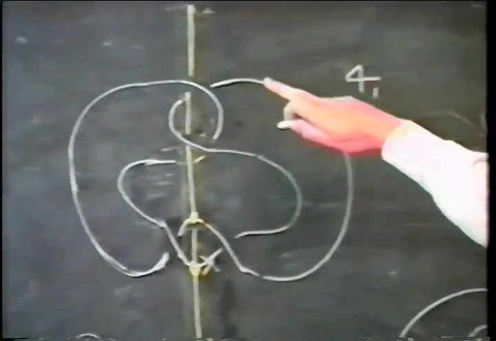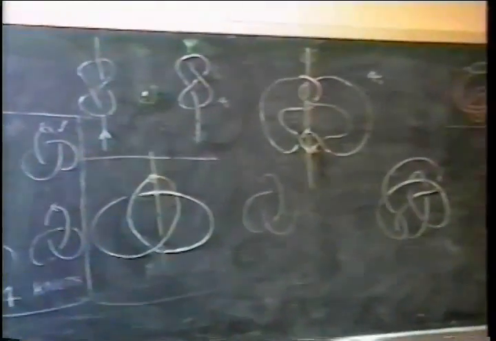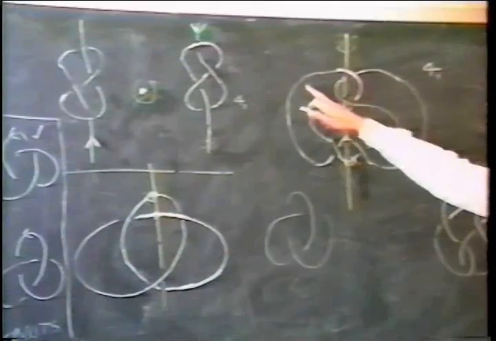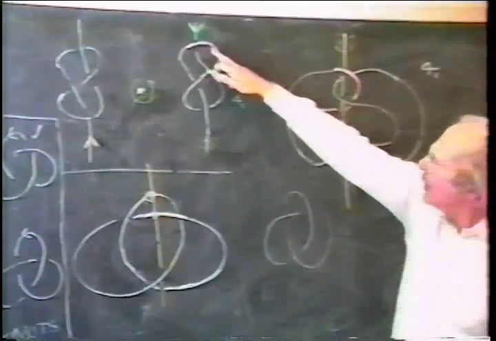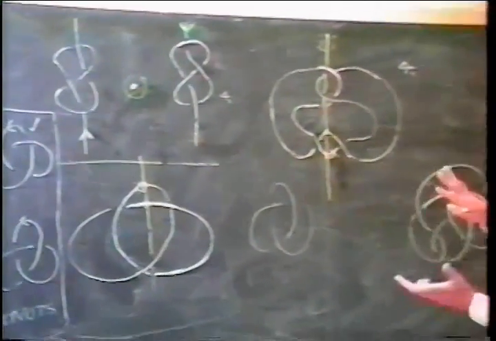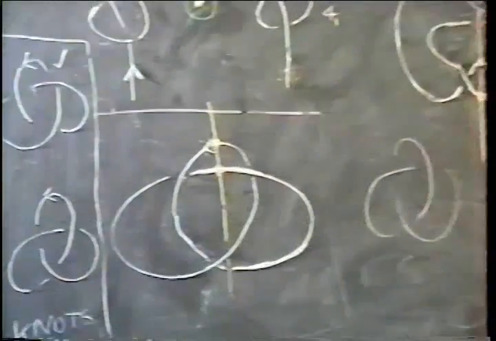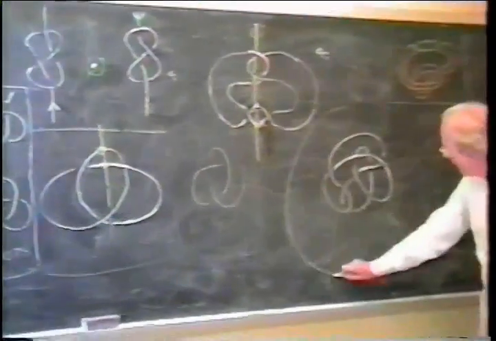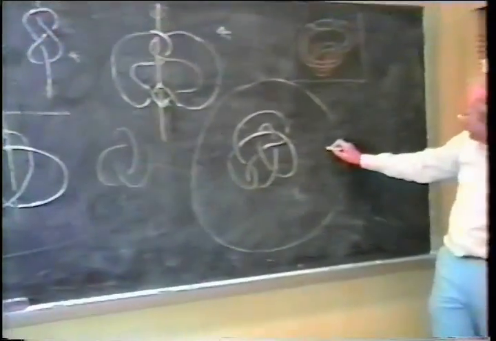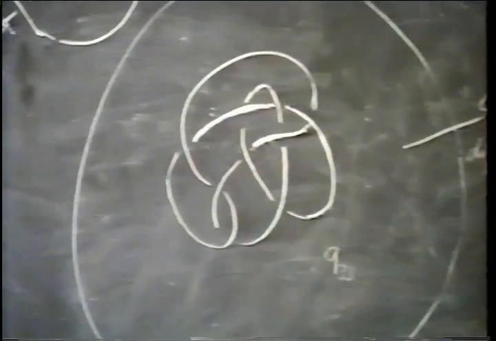For this 4 crossing knot, there is in fact only one knot, one 4 crossing knot, and it doesn't matter how I put the arrow on or how I change the crossings, I've always got the same knot because I can maneuver one picture to the other one. Over here, however, we have the knot 933, and that really does give 4 different knots.